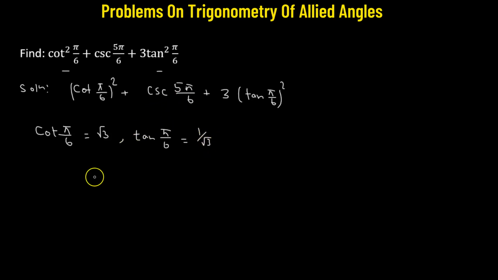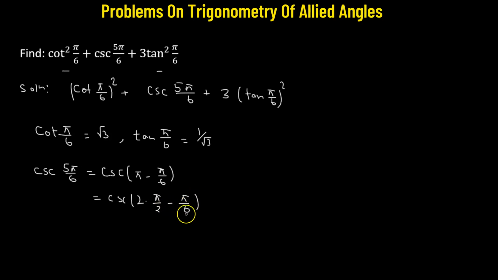Now let's come to the second term. So we need to find the value of cosecant of 5 pi over 6, which can also be represented as cosecant of pi minus pi over 6, which is cosecant of 2 times pi over 2 minus pi over 6. So what we have here is an even multiple of pi over 2. Since it's an even multiple, the cosecant is going to remain as cosecant, and the new angle will be pi over 6.